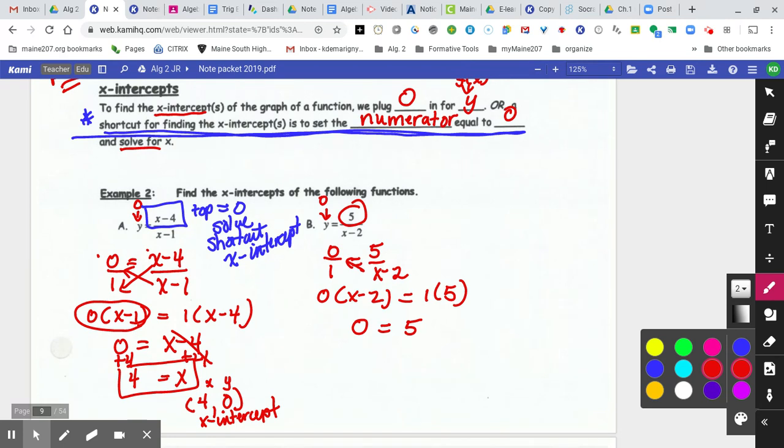And is 0 equal to 5? The answer to that is, hey, no, that's not true. So then what's going to happen with this? Well, there is no x-intercept. So that means if I graph this particular graph, it never touches the x-axis, which we all know happens in some cases, where we don't cross any point on the x-axis.